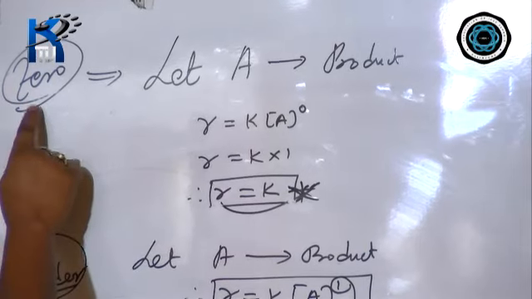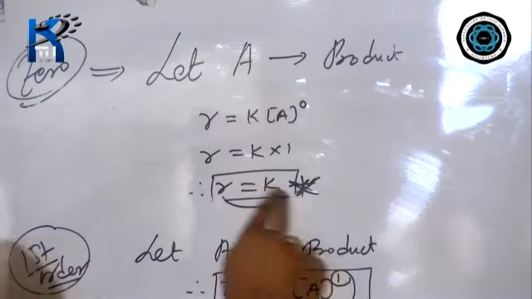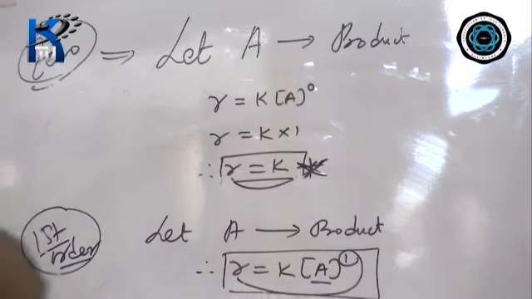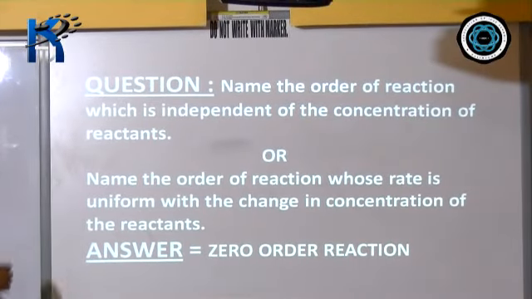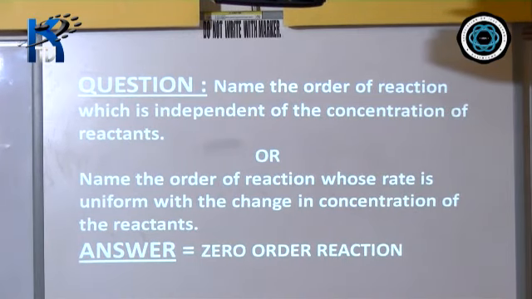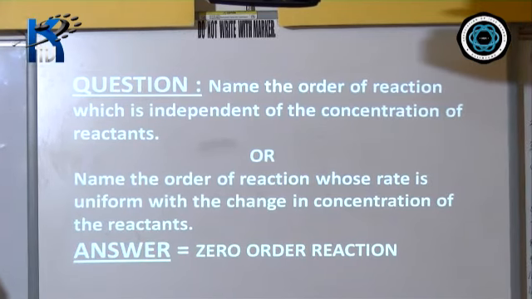And zero order are those reactions in which the rate does not depend upon concentration, means the rate is independent of the concentration, so the answer will be zero order. So here is one objective question for you. Name the order of reaction which is independent of the concentration term of the reactant. That means which does not depend upon the concentration of the reactants. And this question can be asked in another way. Name the order of reaction whose rate is uniform with the change in concentration of the reactant. Uniform means it will not change. No matter how much you increase the concentration, the rate remains the same.